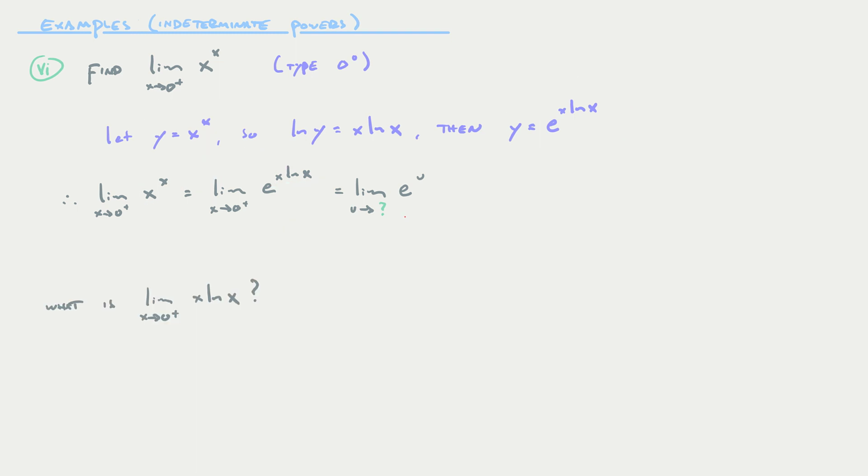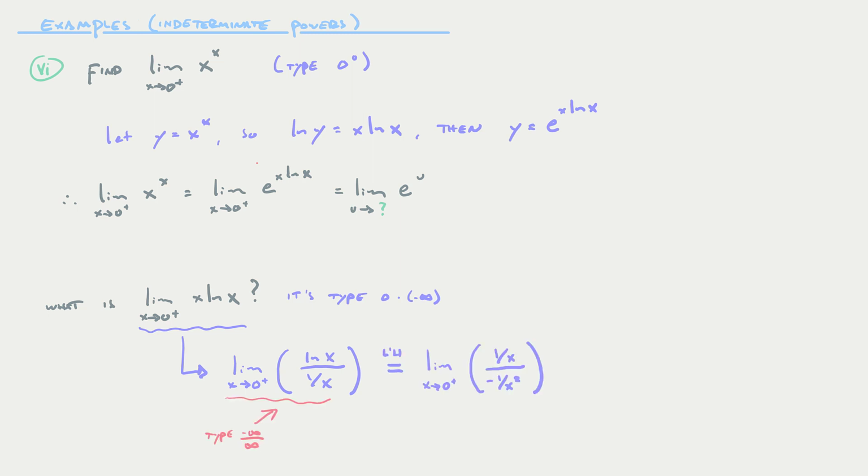So let's analyze that. What even is the limit of this thing right here as x approaches 0 from the right? Well, first of all, notice that it's actually an indeterminate form in and of itself. It's 0 times negative infinity. So let's rewrite this as a quotient. The route that I went is I brought x into the denominator as 1 over x, which is going to give me type infinity over infinity. Actually, I think it gives me type negative infinity over infinity. Yeah. But in any case, I can use L'Hopital's on it.